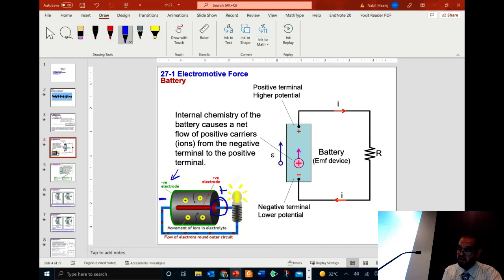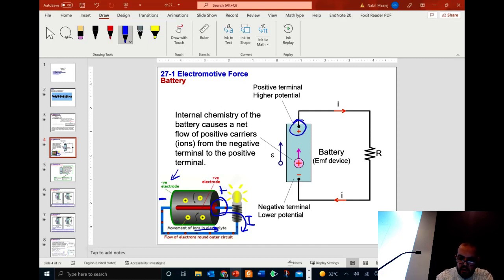And what happens if you connect it to a resistor or to a circuit, you will have a current flowing. So you will have electrons moving in this direction, but actually the current is moving in the opposite direction. Remember, we said the current flows in the opposite direction of the free charge carriers, which are electrons. Okay, so this is a battery.